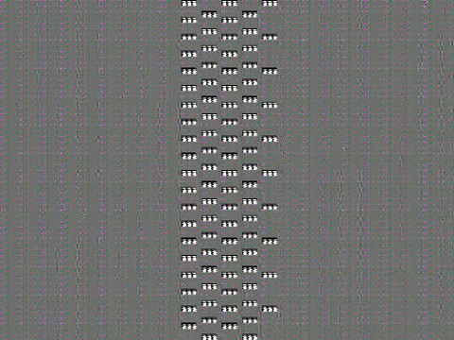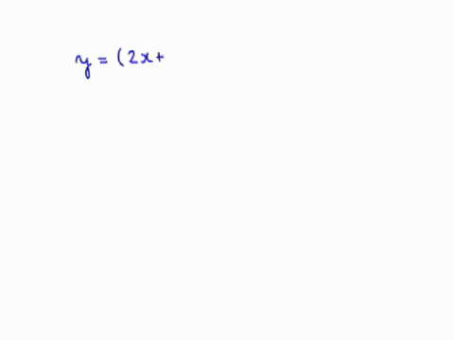Up to this point in differential calculus, you've used the power rule or the definition to determine the derivative of a function. There are special rules that are needed or required when solving more complex derivatives. Let's consider this function: y equals (2x plus 1) times (x plus 3).